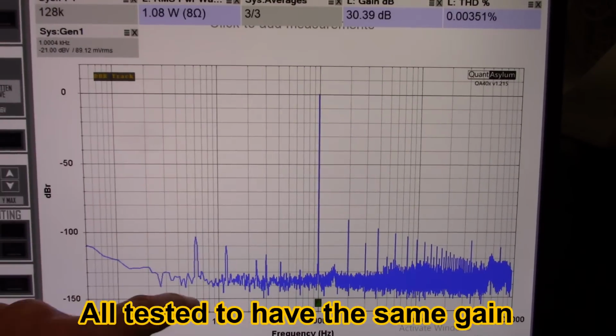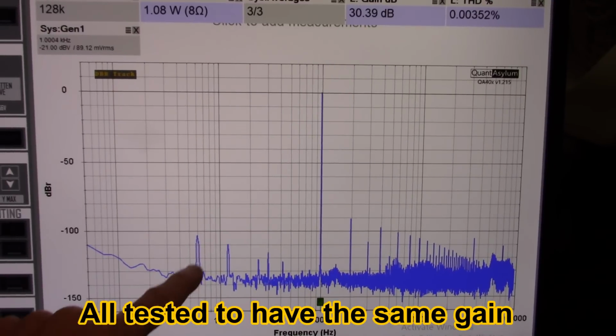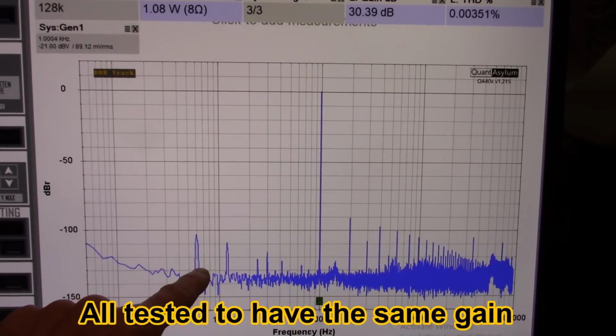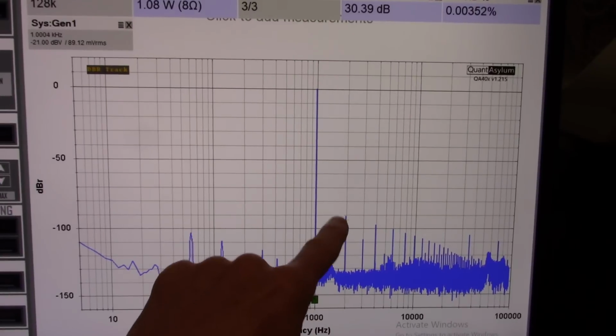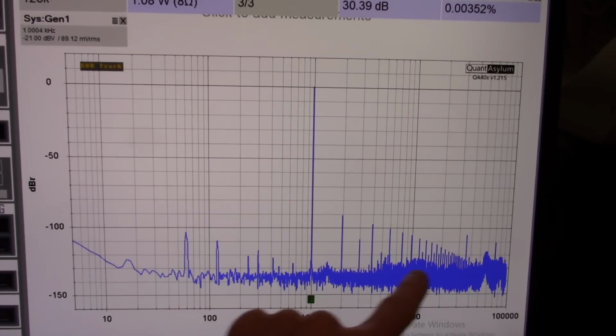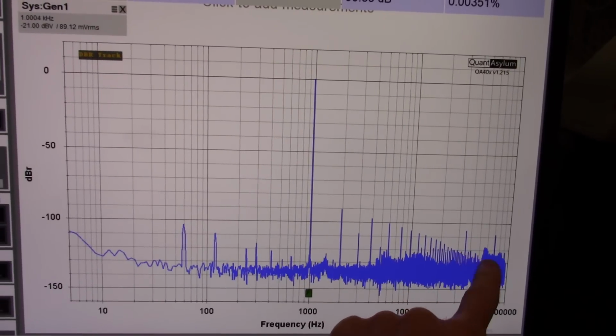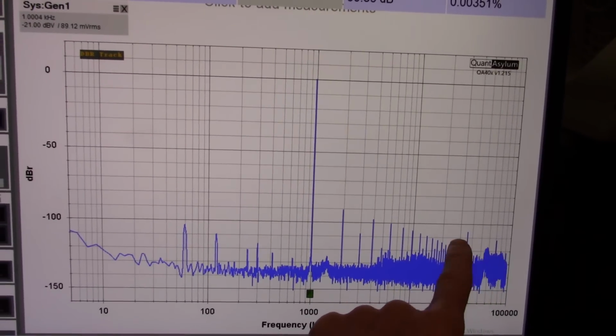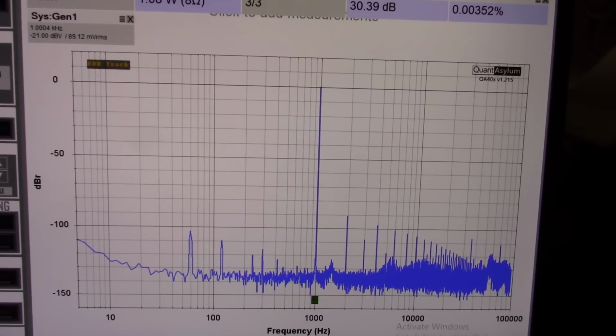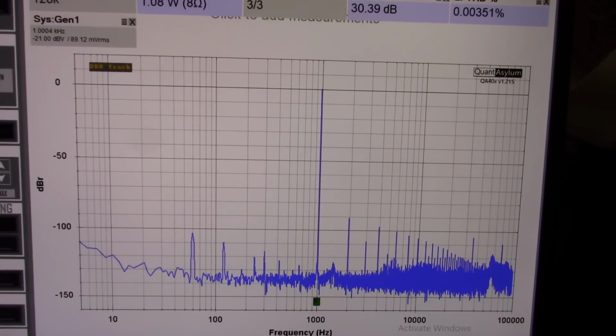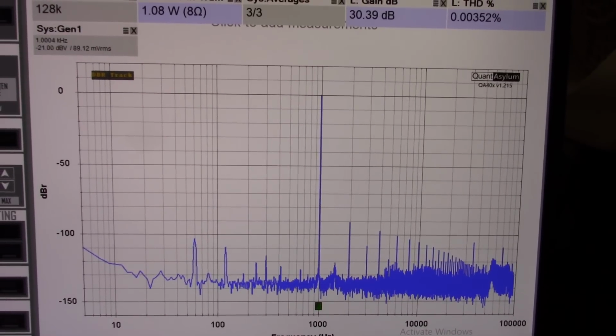You can see we have pretty low noise. A little bit of 60 hertz electrical noise getting in. Dominant harmonic is the second. And these spikes at the real high frequencies, I think that's just noise getting in from outside sources. But yeah, we're looking at a very good performance so far. So let's move ahead.